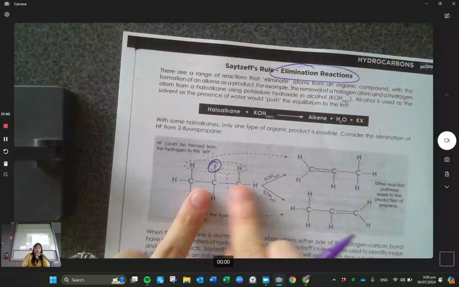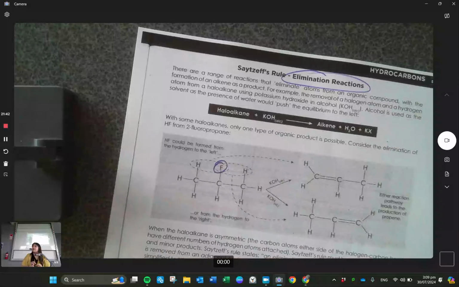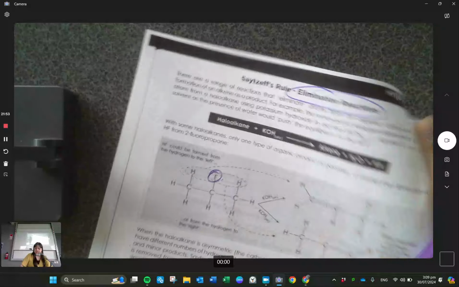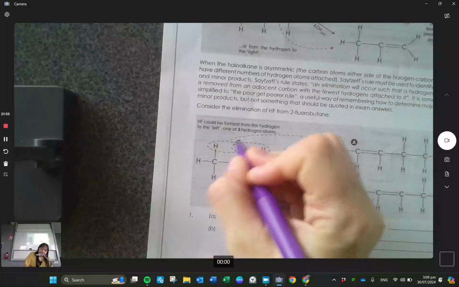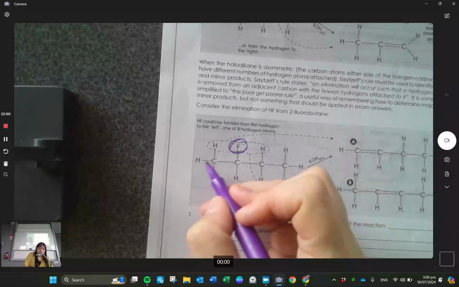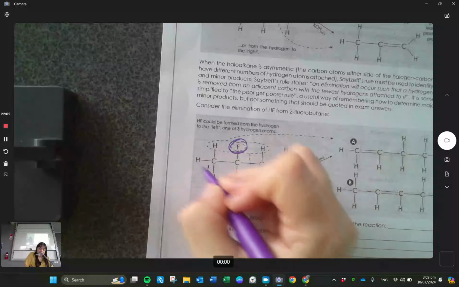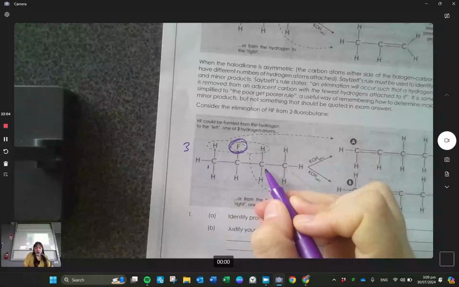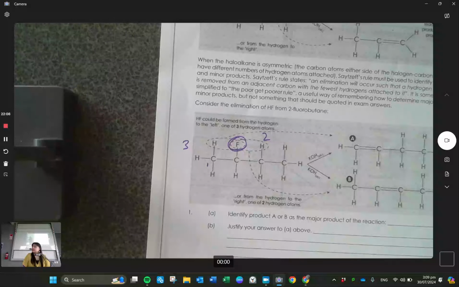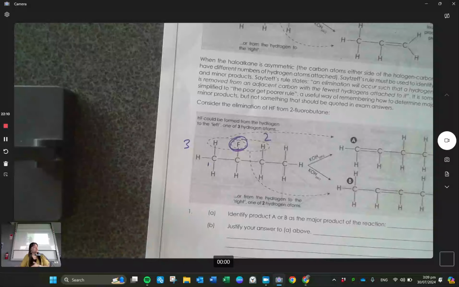So if I look, I have the right and I have the left. All right, this one's actually a very poor example because you're going to get the same product either way. So let's do the one on the bottom. All right, this is a better one. So this is, again, a good way to see the difference. So this here is my fluorine. I can either remove the hydrogen from carbon number 1, which has 1, 2, 3, or I can remove it from carbon number 3, which has 2. Do you see what we're saying? All right, so that means I can have 2 products.